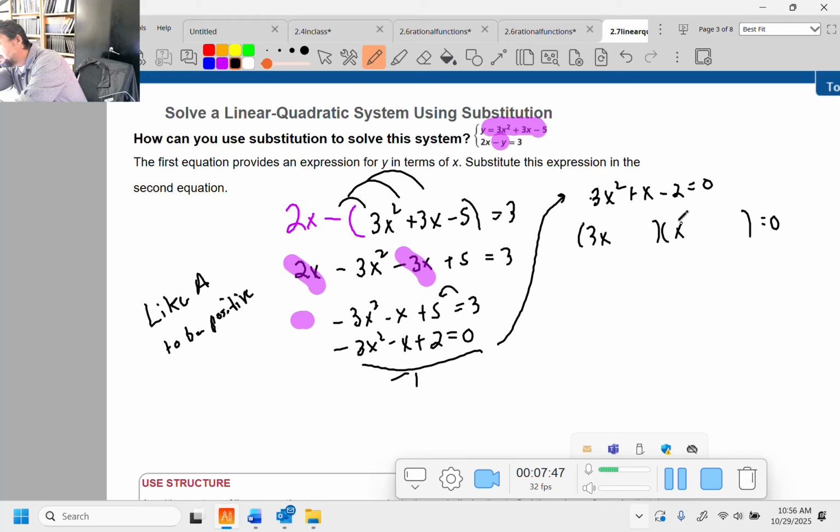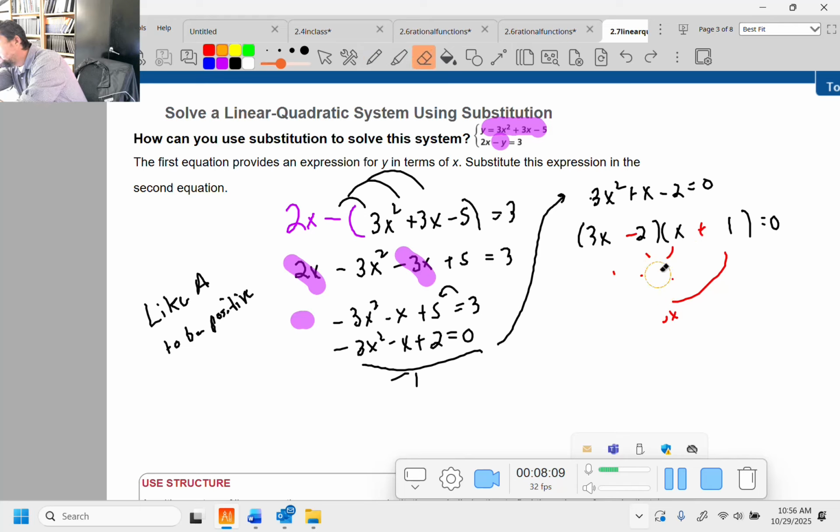So to make a 3x squared, we take a 3x and x. Signs are a big deal here. Let's put a 2 here and a 1 here. And the inside would now make 2x, and the outside would make 3x. Notice I want the positive x. The 2 is negative. So there's your signs.